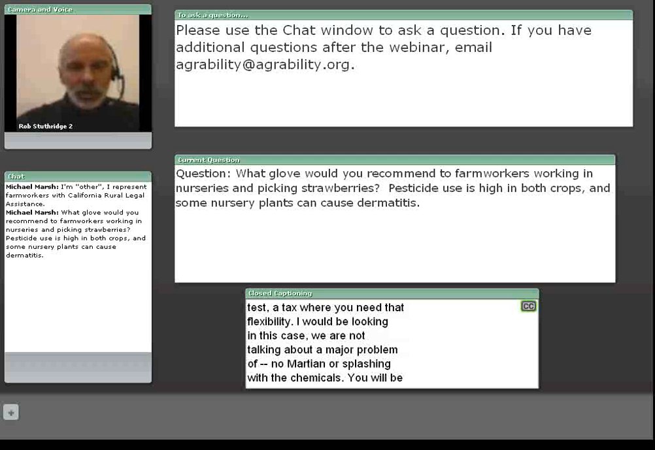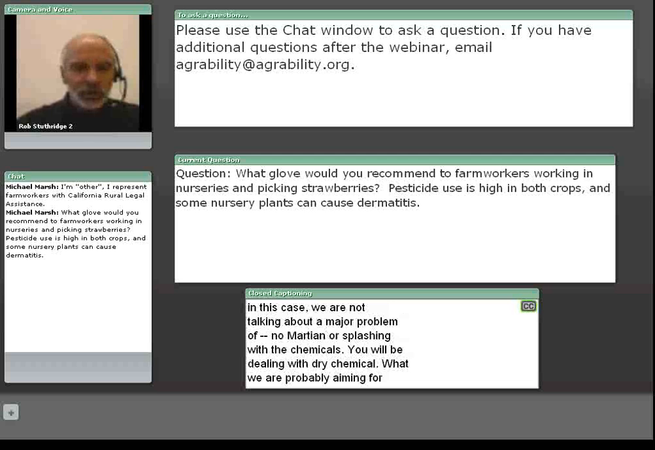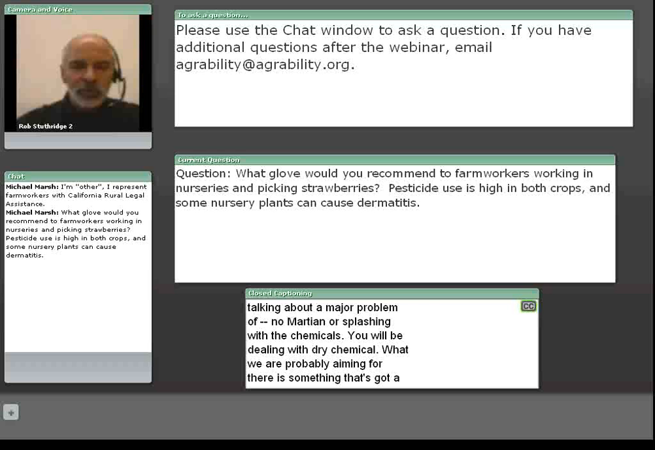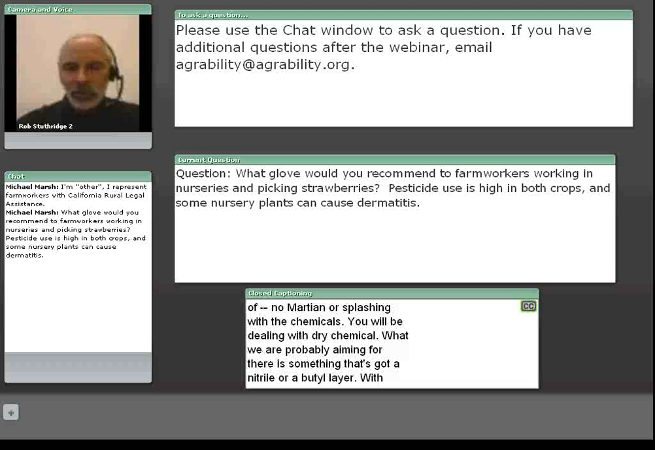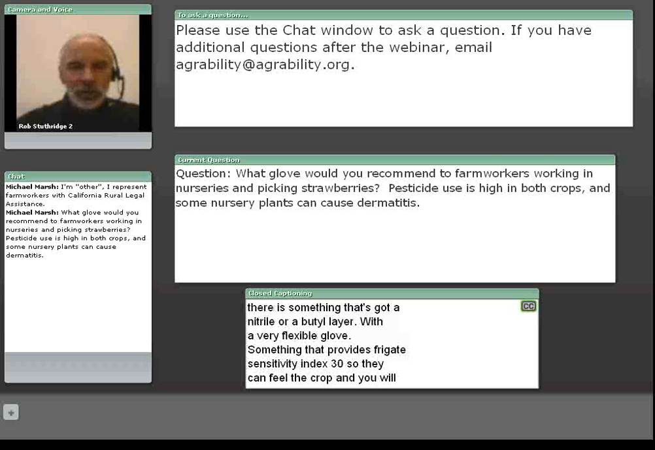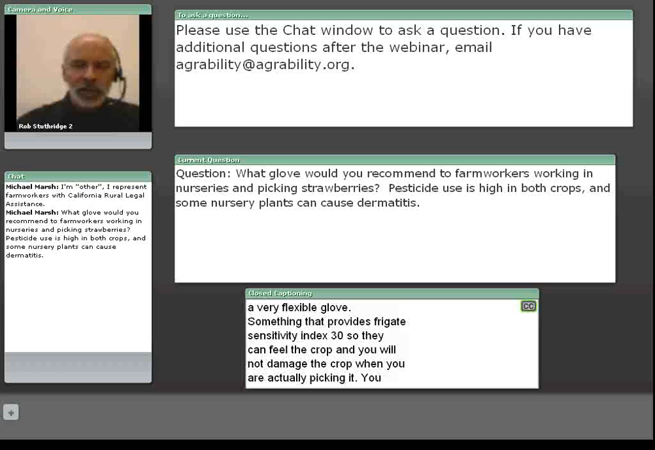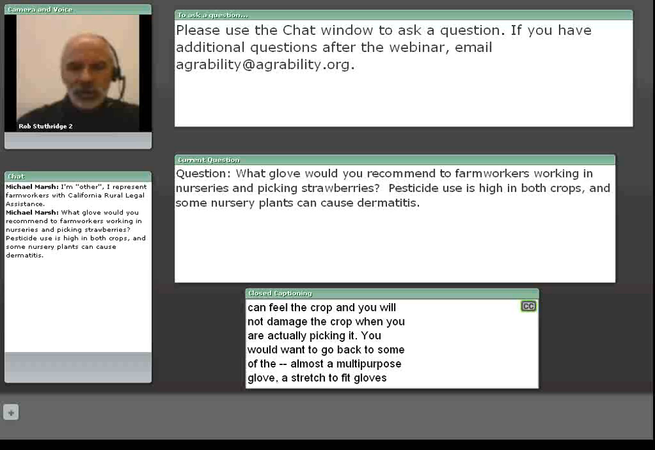What we're probably aiming for there is something that's got perhaps a nitrile or a butyl kind of layer with a very flexible glove, something that provides very good sensitivity and dexterity, so that you can actually feel the crop and you're not going to damage the crop when you're actually picking it. So I think you would want to go back to some of the almost the multi-purpose gloves, the kind of stretch to fit gloves that have just a good layer of one of the man-made materials built into the palms and the fingers.